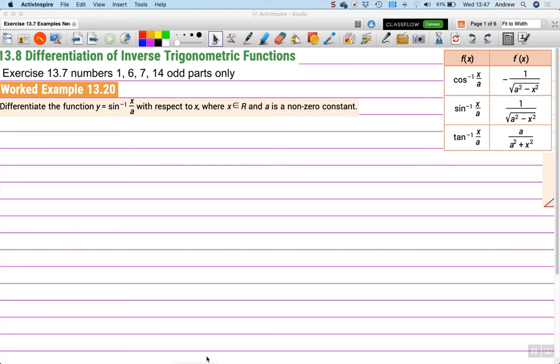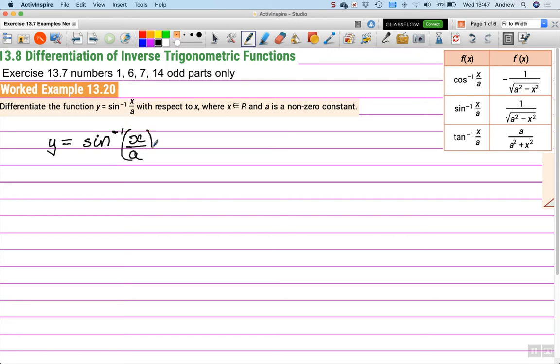Okay, today's work we're going to be looking at the differentiation of inverse trigonometric functions. So what we're going to look at here is y is equal to the inverse sine of x over a. The first thing is we actually cannot do the differentiation of inverse sine functions.